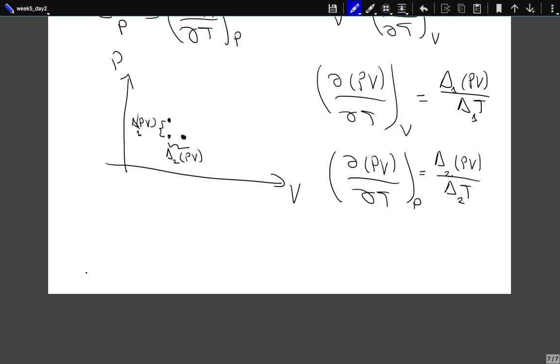In general, can I relate this one with this one? Just like we related CP and CV for a general system, not only for the ideal gas. Can you relate those two somehow?